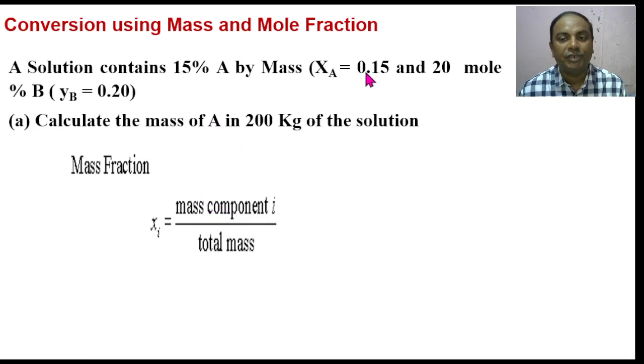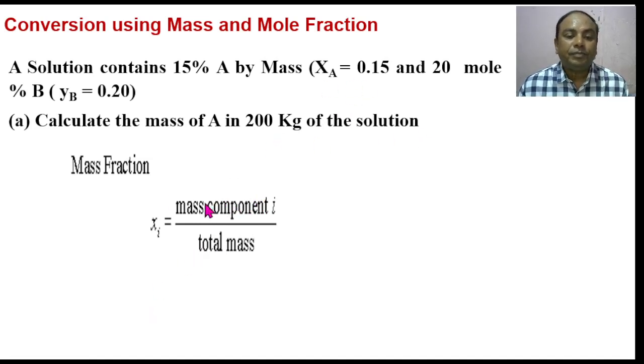Mass fraction, of course, is given. It is 0.15. In terms of percentage, it is 15%. Mass percent or mass fraction: it is 15% as mass percent and 0.15 as mass fraction. So mass fraction is equal to mass of component divided by total mass. You can use either the mass percent formula or the mass fraction formula. Here we are using the mass fraction formula in order to find out the amount of that particular constituent A present in the 200 kg of solution.